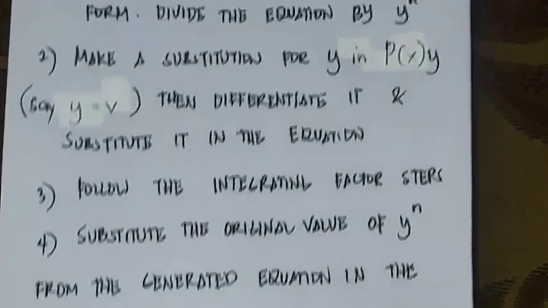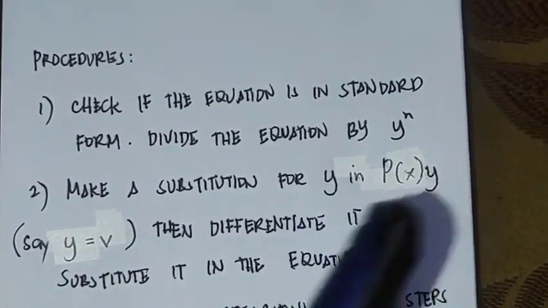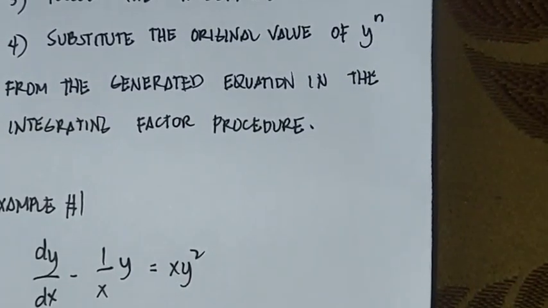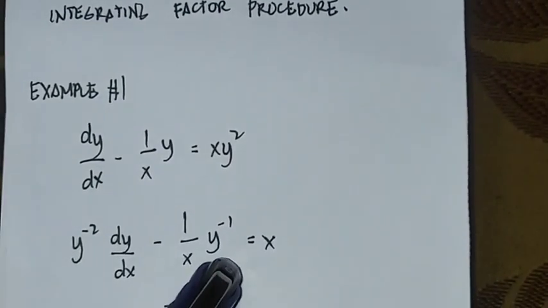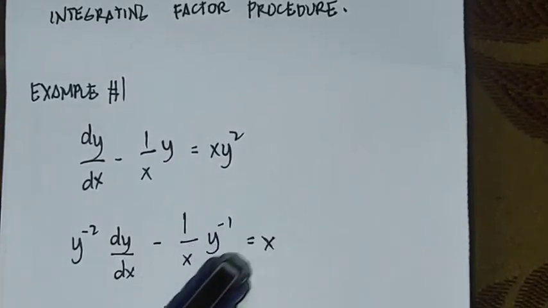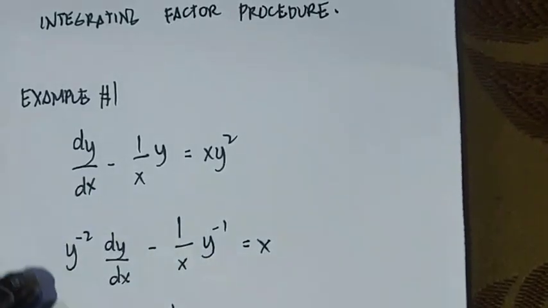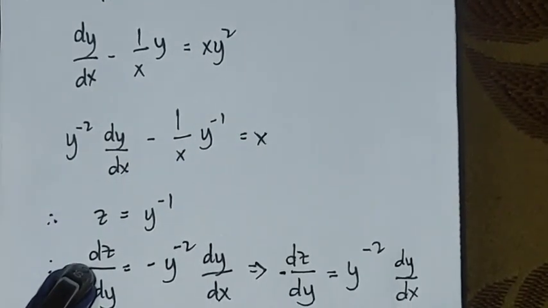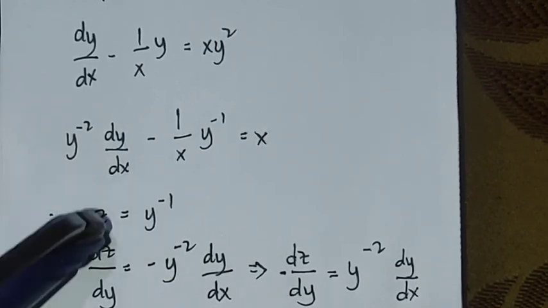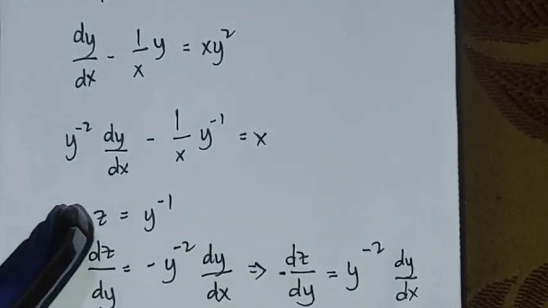Then, ano yung second procedure? Make a substitution dun sa y ng p of x y. Ano ba yung nasa y of p of x y? Diba y is equal to y raised to negative 1. Yan yung magiging y ng p of x y. So, anong gagawin mo daw sa kanya? Mag-substitute ka. Kaya say z is equal to y raised to negative 1. Ito na yung sinasabi kong substitution. Imbis na y raised to negative 1, ang gawin natin, z.